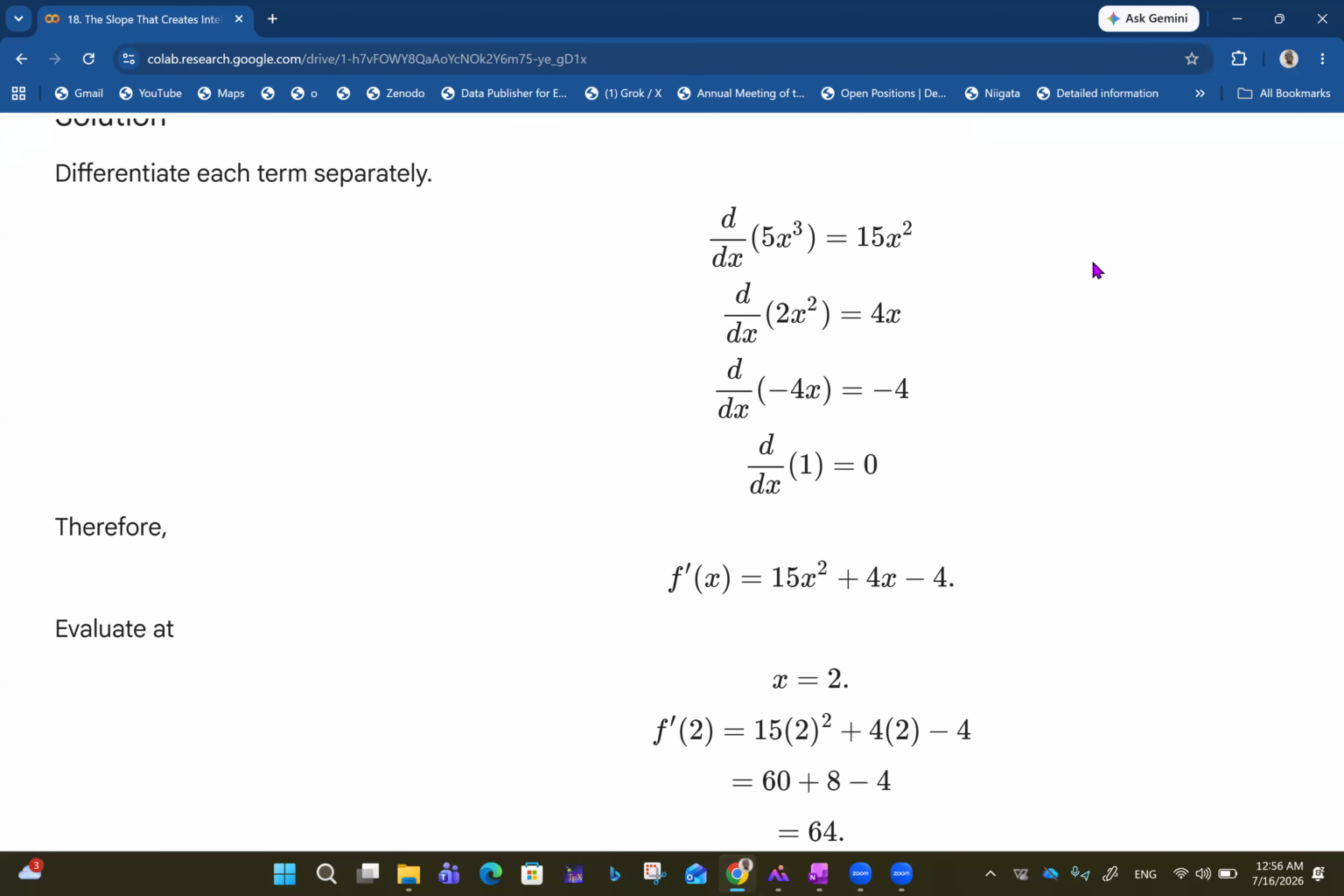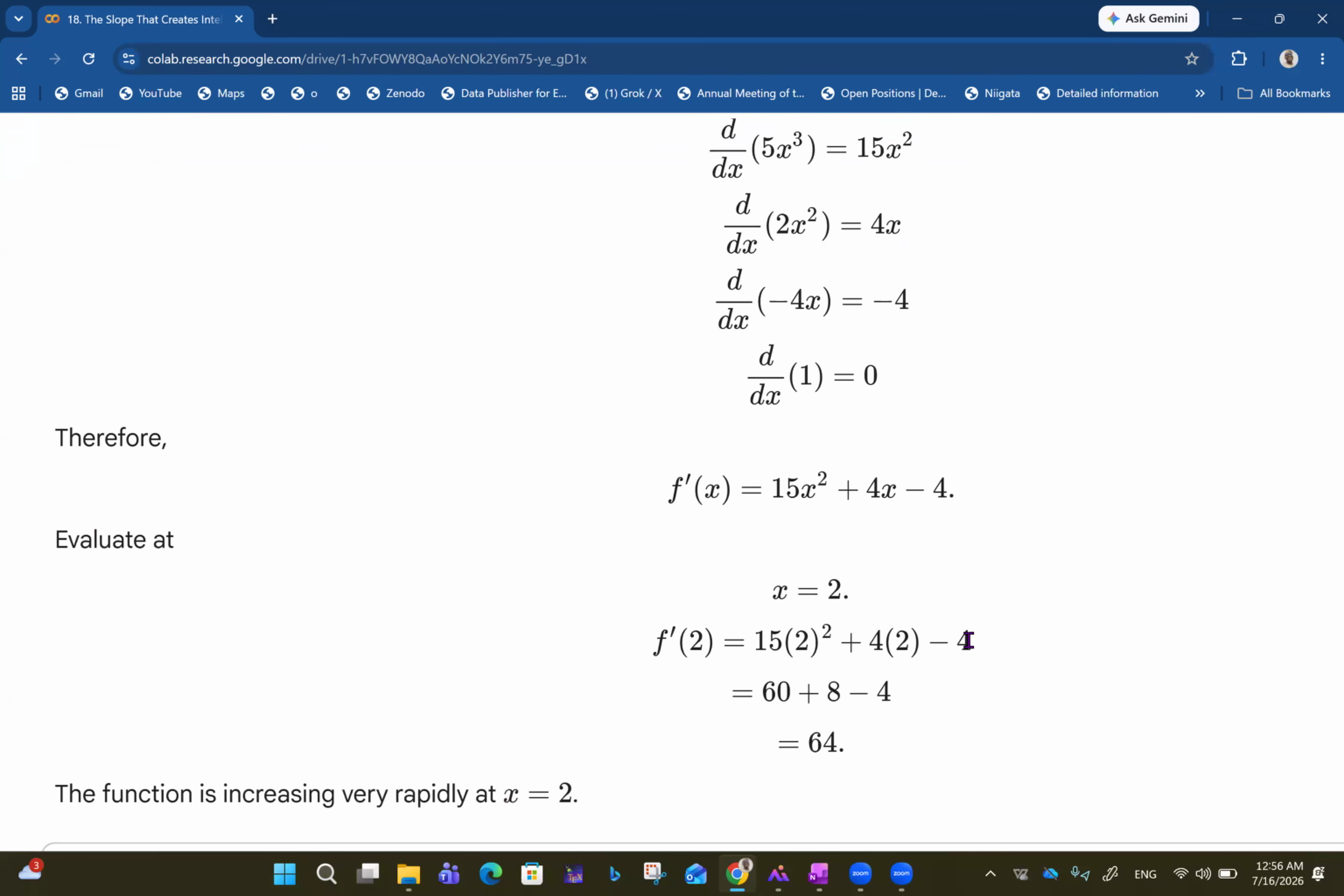And that's it. So you can then evaluate at some point. Say, if you want to evaluate at x equals 2, you just substitute 2 here. That's 15 times 2 squared plus 4 times 2 minus 4. That's 15 times 4, 60. 4 times 2, 8. So 60 plus 8 is 68, minus 4. That's 64.